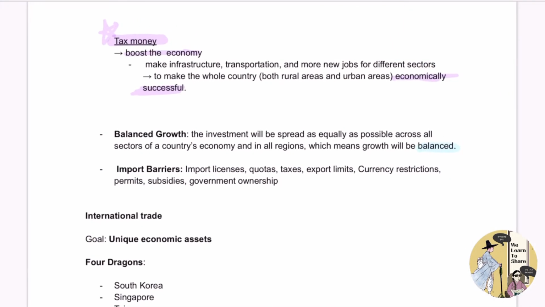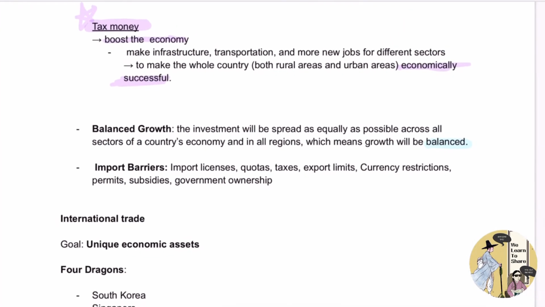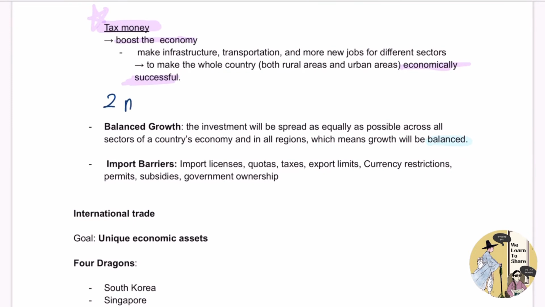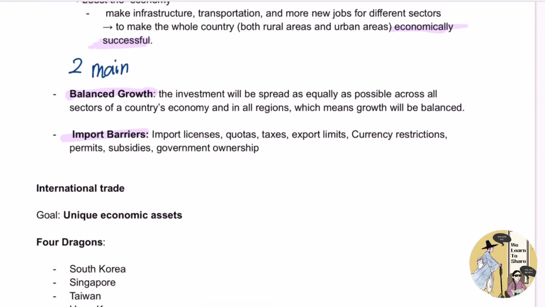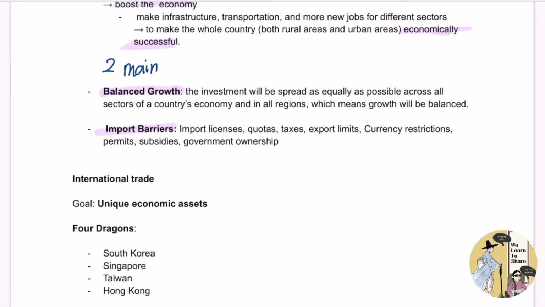By learning the India self-sufficiency path, we can know that there are two main key elements of the self-sufficiency path, and those are balanced growth and import barriers. These are just the main key elements of self-sufficiency. Balanced growth. The investment will be spread as equally as possible across all sectors of the country's economy and in all regions, which means growth will be balanced.